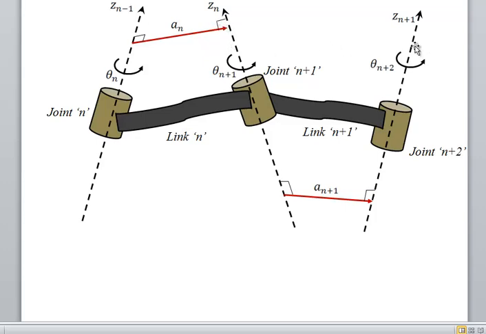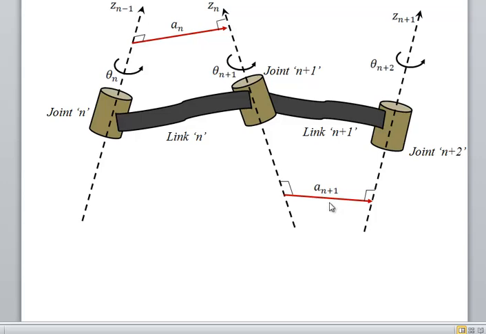Similarly, between Zn and Zn plus 1, we will find a normal which is an plus 1. So always remember that the link is n and an is also having a subscript of n. Similarly, here the link is n plus 1. So here the common normal is having a subscript of n plus 1. So it is an plus 1.